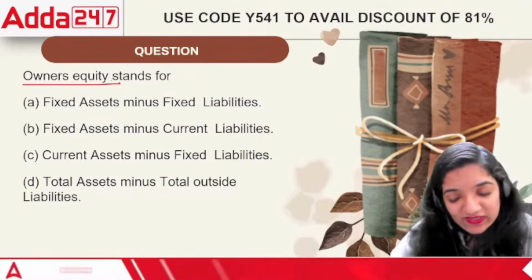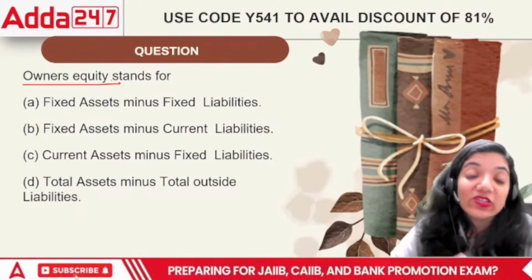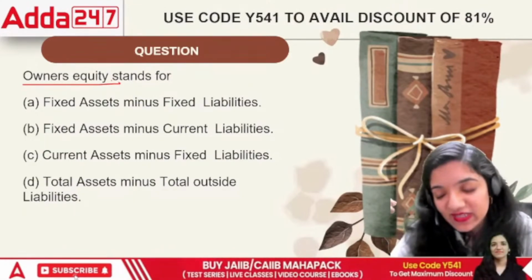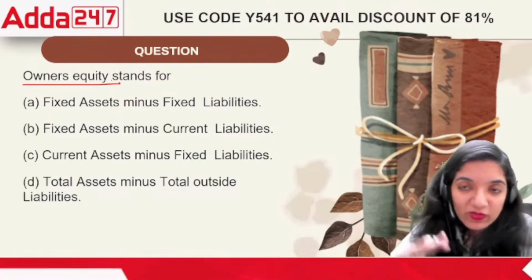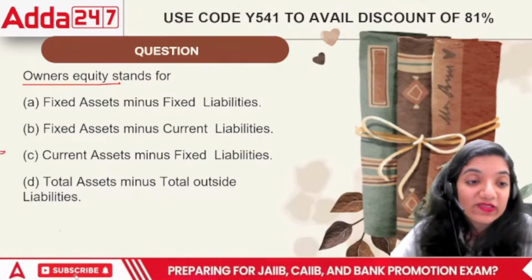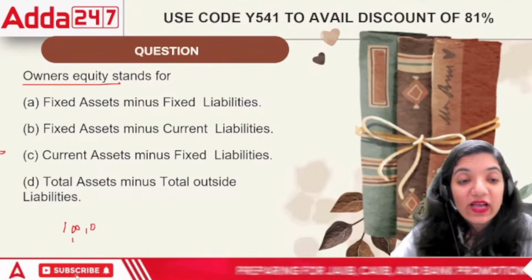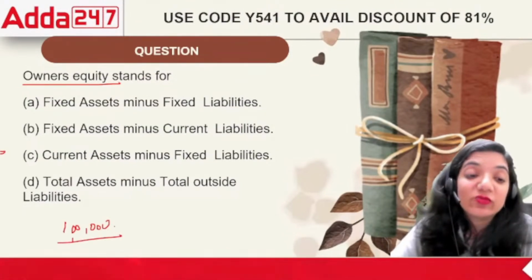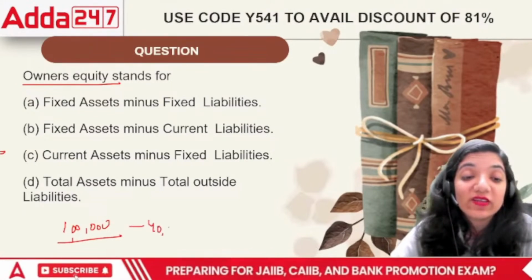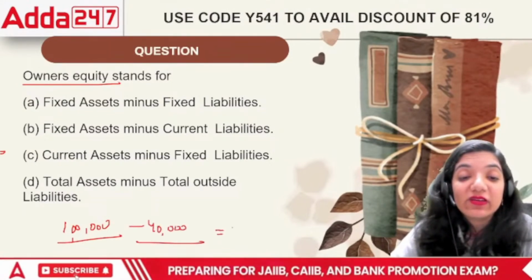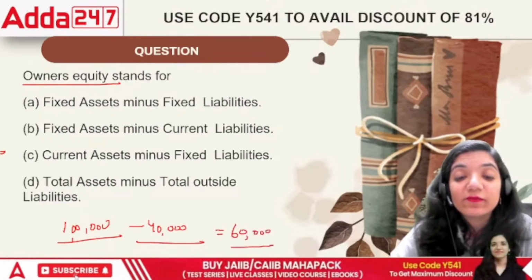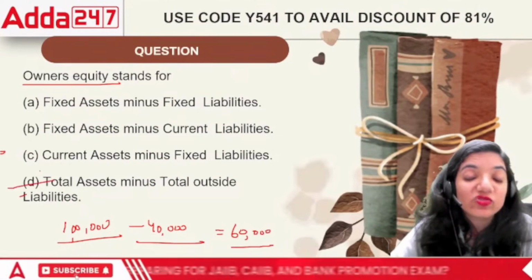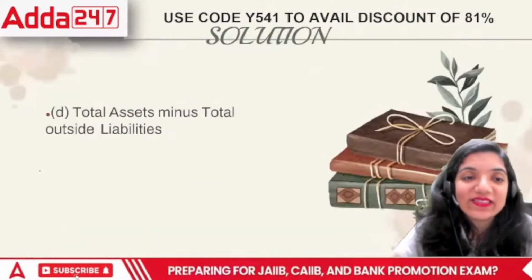Owner's equity is the fund invested by the owner himself. So if it is only about himself, then remove all the total outside liabilities. See, if I said that for that particular equipment I spent 1 lakh rupees, that is a total asset. Then out of that, the outside liabilities, the money which outsiders would have paid, is rupees 40,000. So what is the amount that I would have paid? 1 lakh minus 40,000, it is 60,000. So in this case, the correct answer would be total assets minus total outside liabilities.